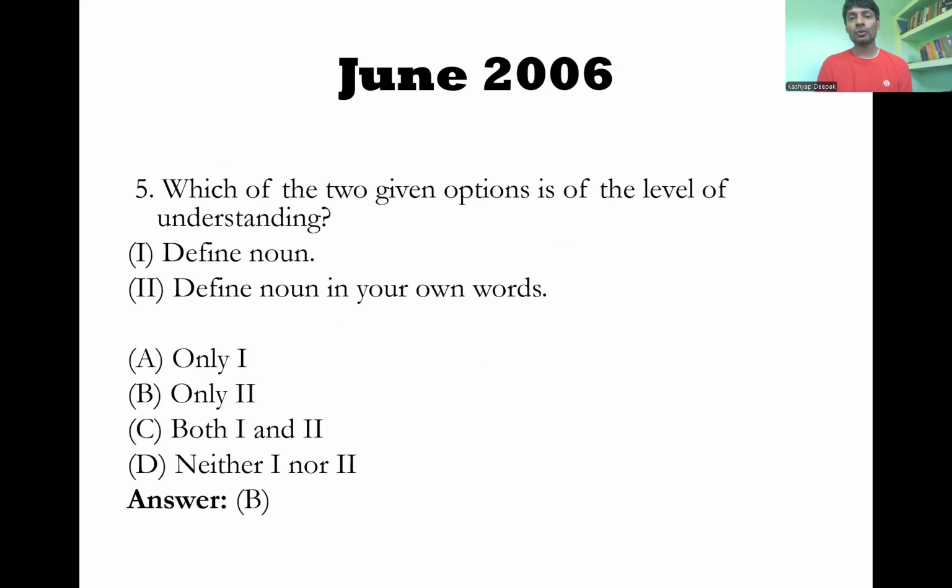Which of the two given options is of the level of understanding? Define the noun. Define noun in your own words. The question is tricky. Option A, 1 only; B, 2 only; C, both; D, neither. Here only the second option is correct, because it is the level of understanding, and when you are defining in your own words, then it is understanding.